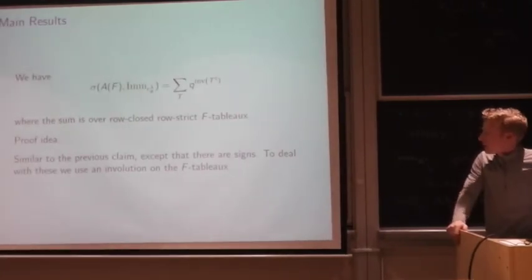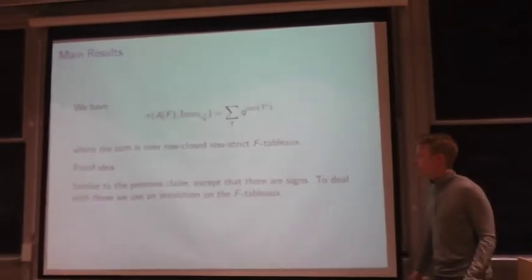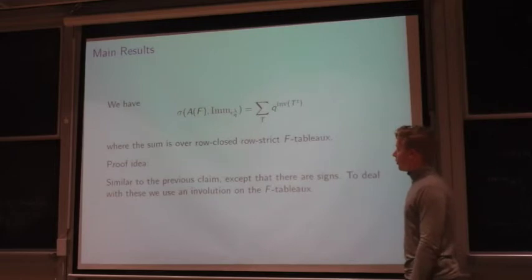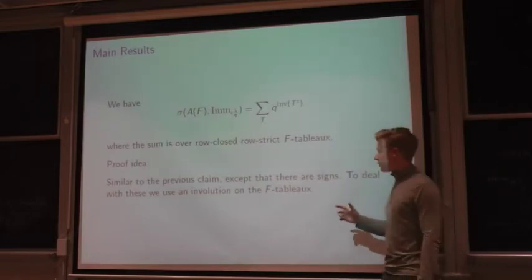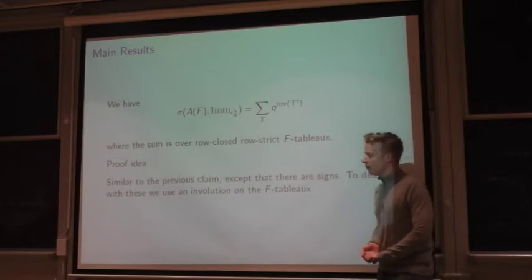Okay, we got one of our families of immanents. The second one is the epsilon immanents. And to evaluate them, we have a similar formula. But here we're summing over the row closed, row strict F tableau, so where they're semi-strict and row strict.